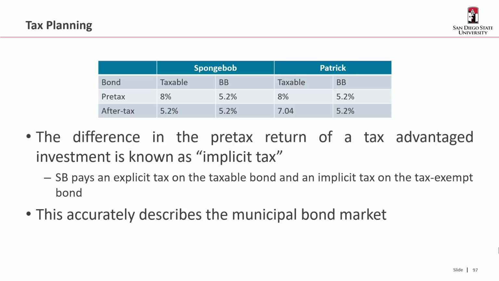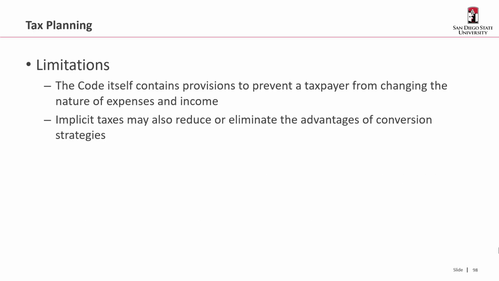And again, this in fact accurately describes how the municipal bond market works. Bonds of similar risk and duration, if they are municipal bonds, they will pay a much lower rate of return as a result of the implicit tax applying to them. Okay. So there are, of course, limitations. We talked about some of the limitations with the timing.